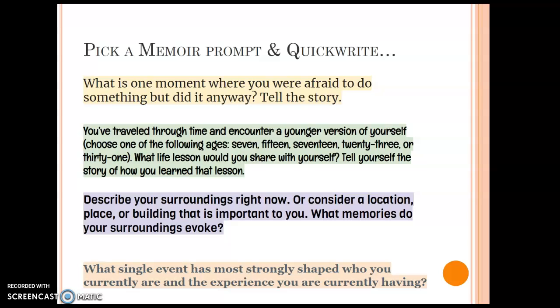So for instance, I have a cabin that we used to visit up north as a family. You could talk about a single event that's strongly shaped who you are. And I'm going to have you pause it and review these prompts, pick one, and then do a quick write.